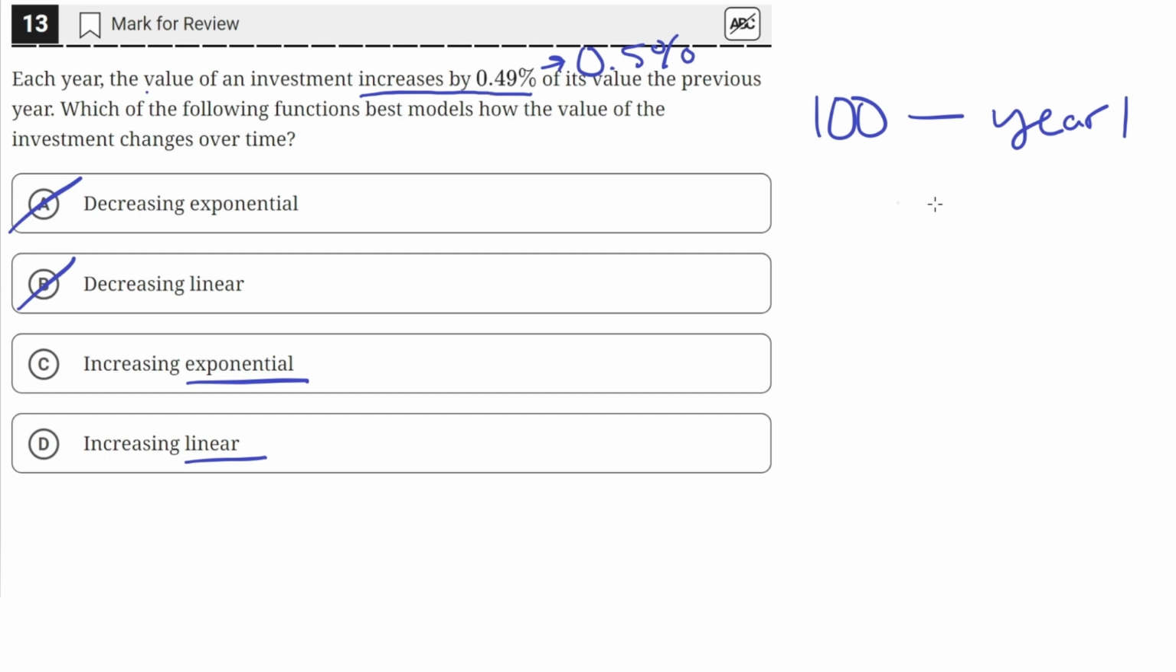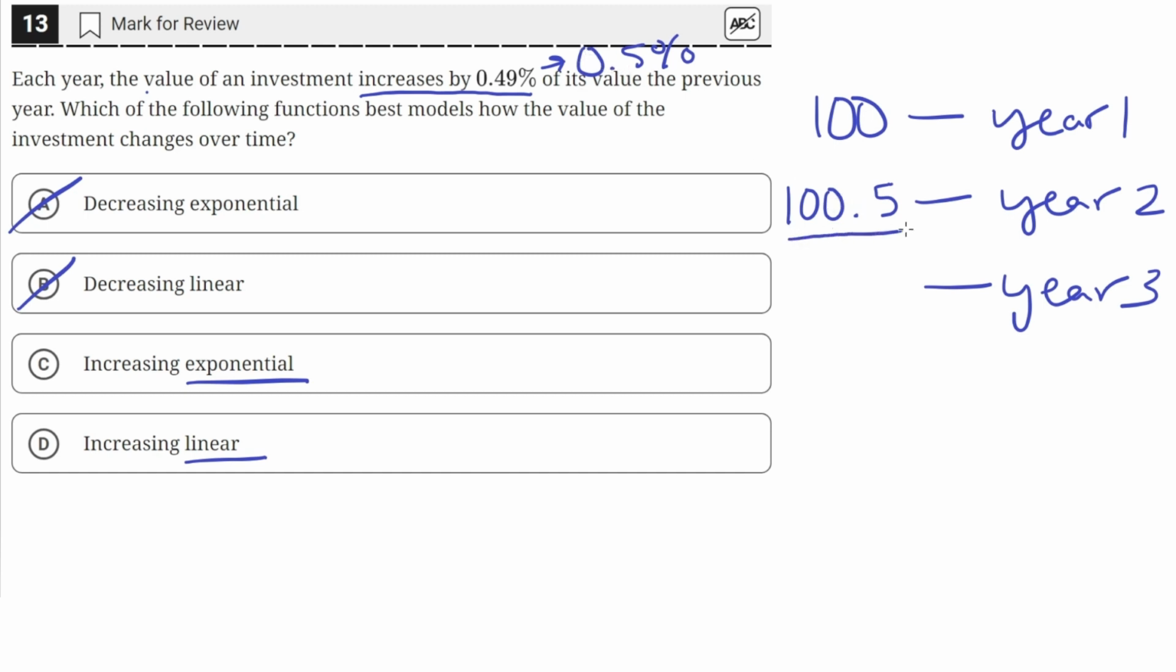Then after in year 2, you would have $100.5. But then in year 3, you would have to take 0.5% of 100.5, not 100. So since 100.5 is greater than 100, 0.5% of year 2's value will be larger than year 1's value. So the actual change will be different, and it'll be increasing every time.